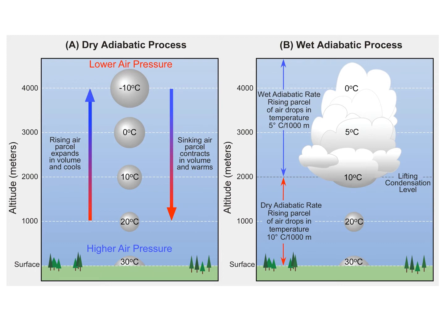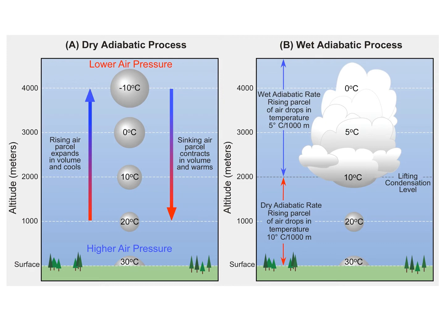And in this diagram, we are seeing about 5 degrees Celsius of heat energy being released for every 1,000 meters. So from 2,000 to 4,000 meters, the rate of temperature change is only 5 degrees Celsius per 1,000 meters, which is the wet adiabatic lapse rate. Now that's quite different than the dry adiabatic lapse rate.